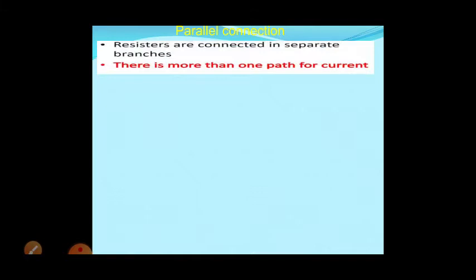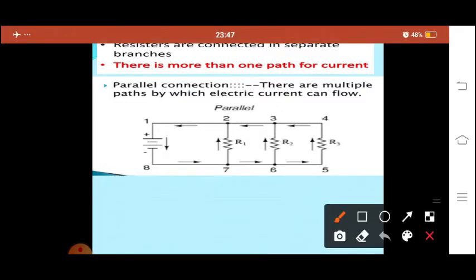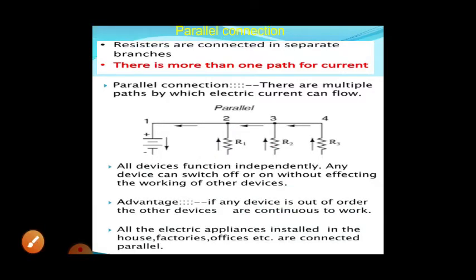That means all the equipment is connected separately. If you observe here in a parallel connection, if we attach a bulb here and switch off another, it can still glow. In this parallel connection, all devices function independently. Any device switched off does not affect the others. The advantage is, if any one device has a short circuit, the others are not affected, and they continue to work.